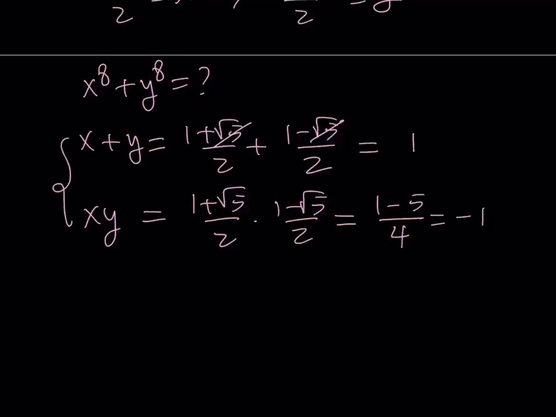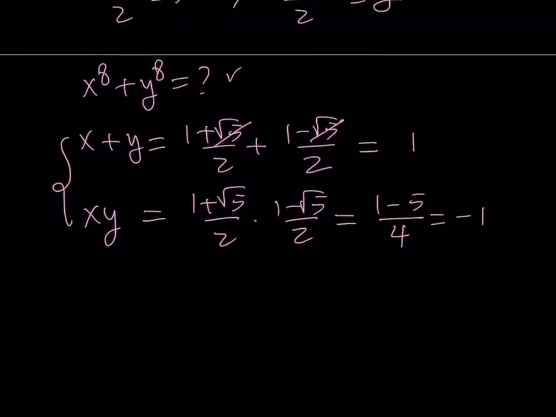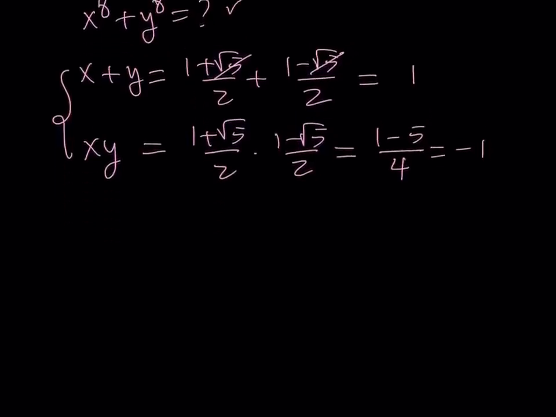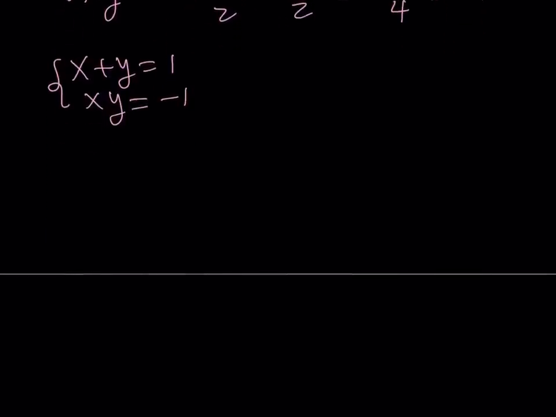So I have a system of equations, and from that I want to find the sum of the 8th powers. I have x plus y equals 1 and xy equals negative 1. You can set up a quadratic equation and solve for x and y, but you don't need to because we already know what x and y are. So why should we try to solve it? Our goal is to find x to the 8th power plus y to the 8th power.